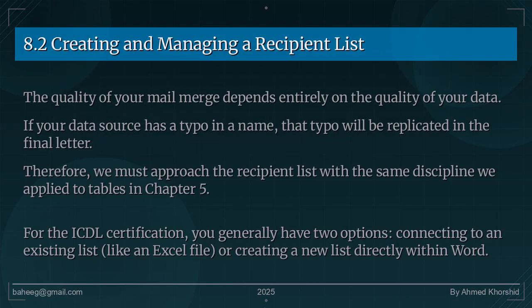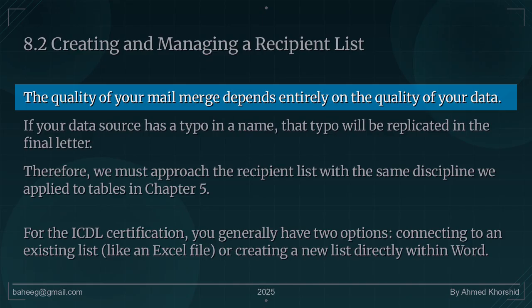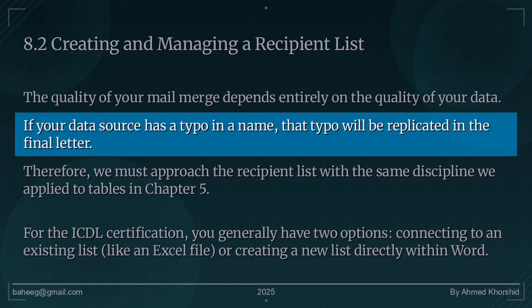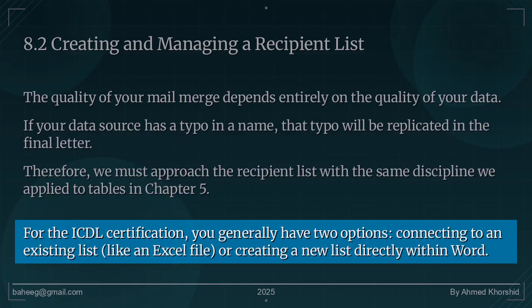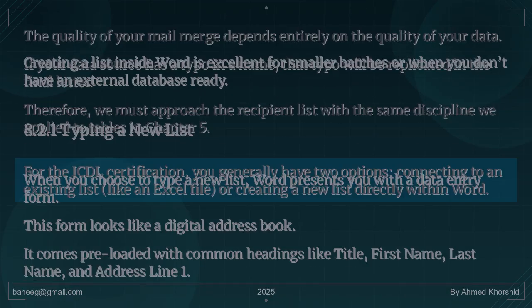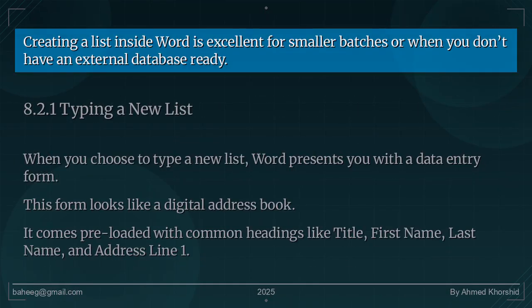8.2: Creating and managing a recipient list. The quality of your mail merge depends entirely on the quality of your data. If your data source has a typo in a name, that typo will be replicated in the final letter. Therefore, we must approach the recipient list with the same discipline we applied to tables in Chapter 5. For the ICDL certification, you generally have 2 options: connecting to an existing list, like an Excel file, or creating a new list directly within Word. Creating a list inside Word is excellent for smaller batches or when you don't have an external database ready.